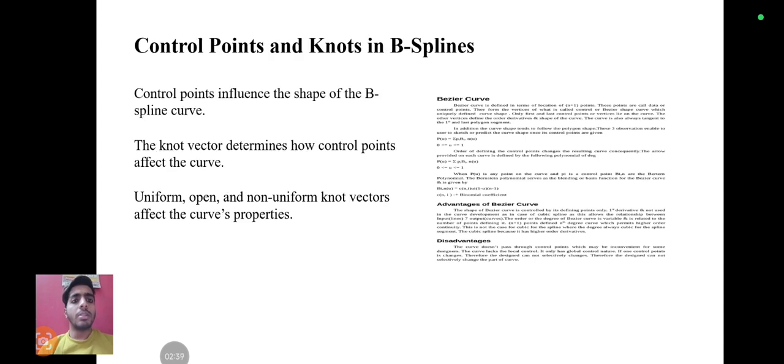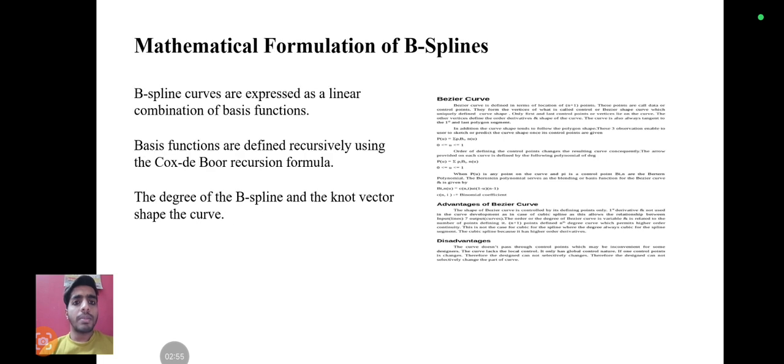Control points and knots in B-splines. Control points influence the shape of the B-spline curve. The knot vector determines how control points affect the curve. Uniform, open, and non-uniform knot vectors affect the curve properties.